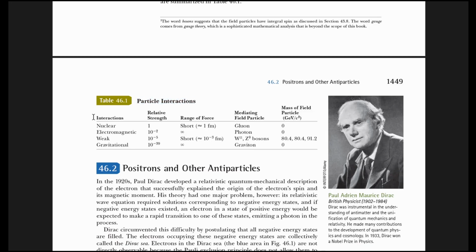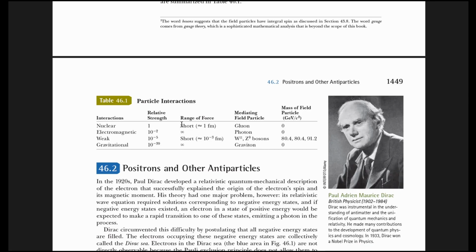Particle interactions. We got 4 fundamental interactions. So we got gravitation, the weak force, the nuclear force, sometimes this is called the weak and the strong nuclear force, and electromagnetism. Relative strength, you can see nuclear is 1. Gravity is super weak here because its relative strength is 10 to the negative 39 of the nuclear force. And then electromagnetic and weak are kind of here, like 10 to the negative 2 and 10 to the negative 5.